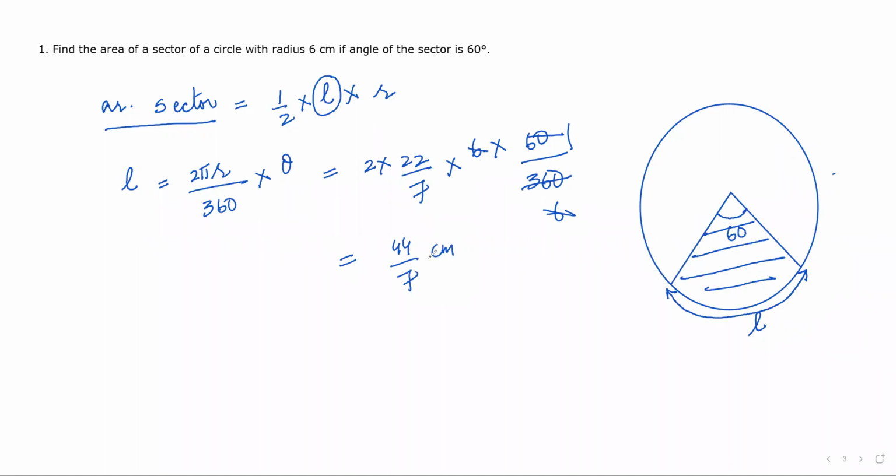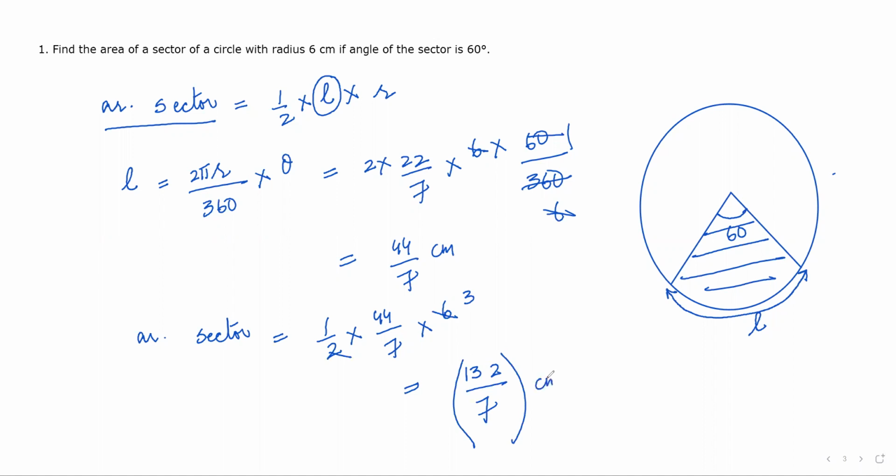Now you see, students, my area of sector, according to my formula, is half into L into R. What is L? 44/7. What is R? R is 6. 2 3s are 6. So this is 132/7. Is it the same? Yes. Beautiful. So we are able to do the sum in 2 ways. In this condition, we need not find L because L is not given. But sometimes L is given. Then you can easily find the area of sector: half into L into R. Beautiful. All right, students. Now we do the second sum.